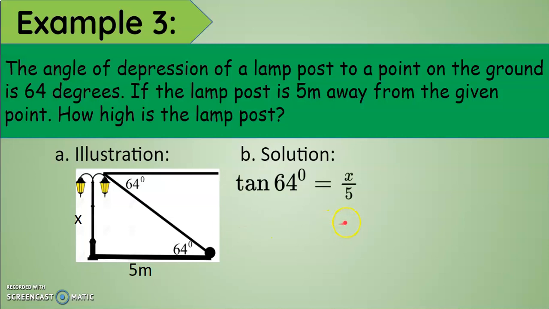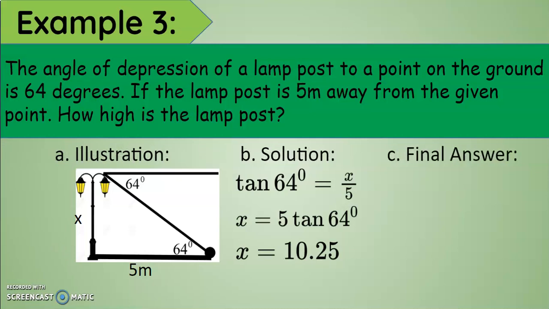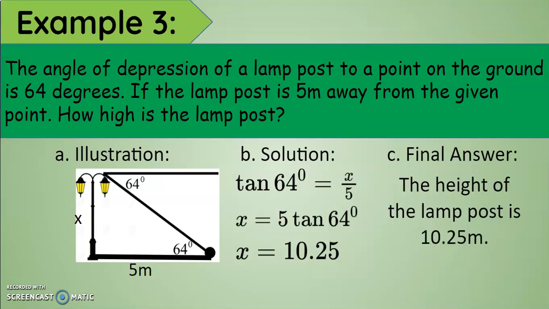Again, at this point, your variable now is in the numerator. So the operation involved is multiplication. So we come up with x is equal to 5 tangent 64 degrees. Then using your calculator now, x will be equal to 10.25. Then write your final answer. So in statement form again, you have to answer the problem. The height of the lamppost is 10.25 meters. Please do not forget to indicate the unit of measurement in your final answer.